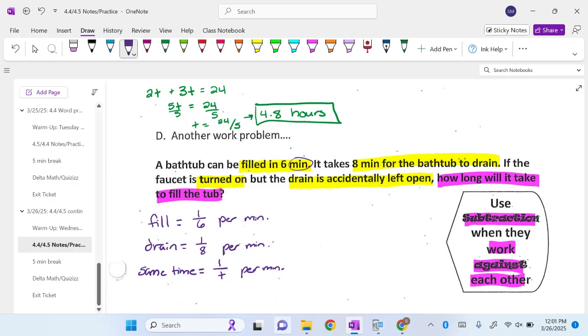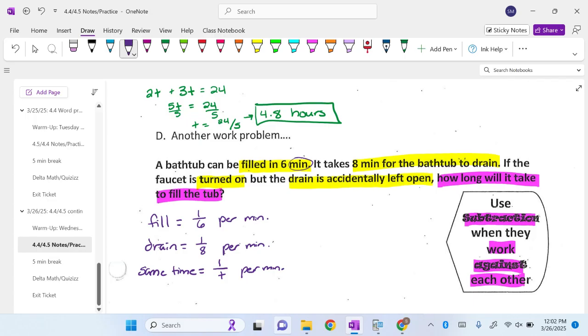But we've got to think about this logically. These two are not working together. They're technically working against each other, because when you're filling a tub, you're adding water, but when you're draining the tub, you're subtracting the water from it. In the previous problem, the crews were working together. Their work was overlapped. Right, it'd be minus instead of plus.